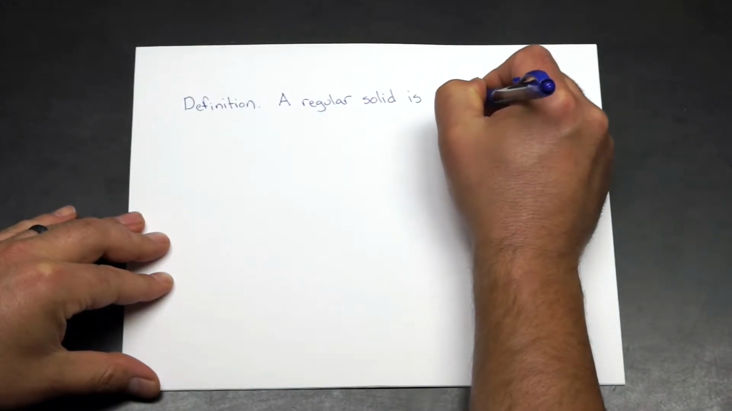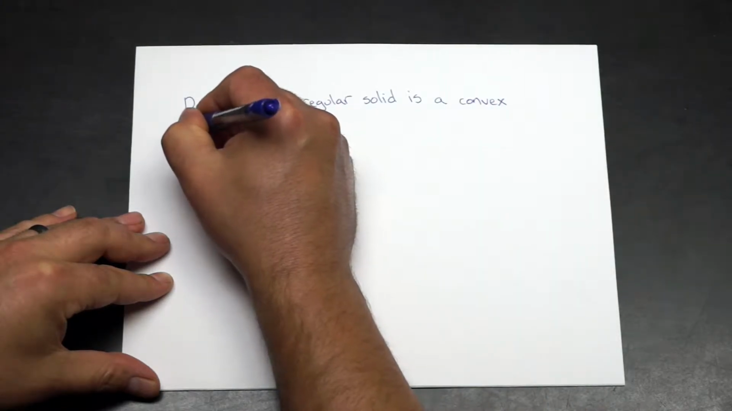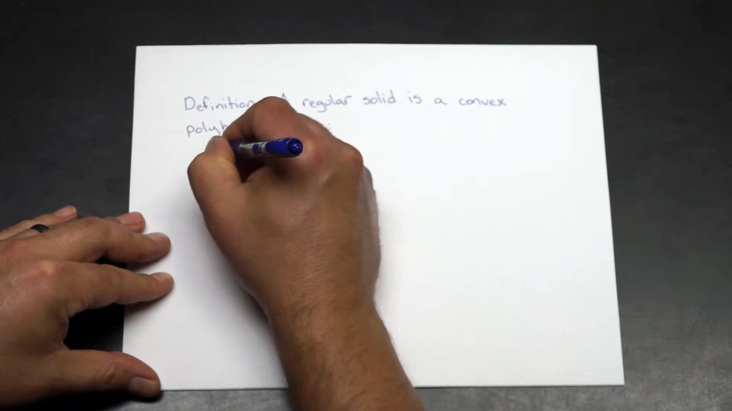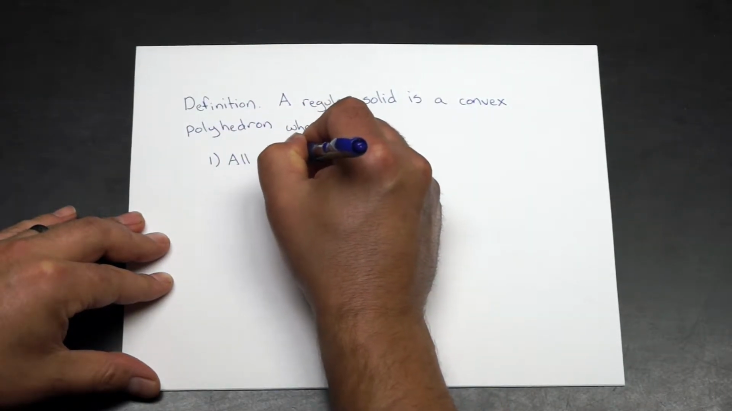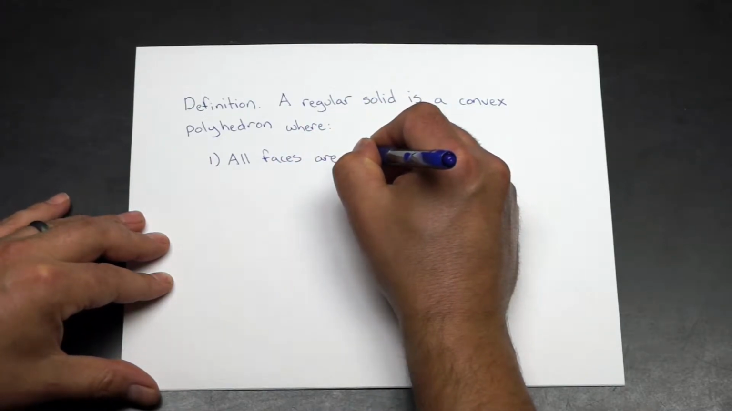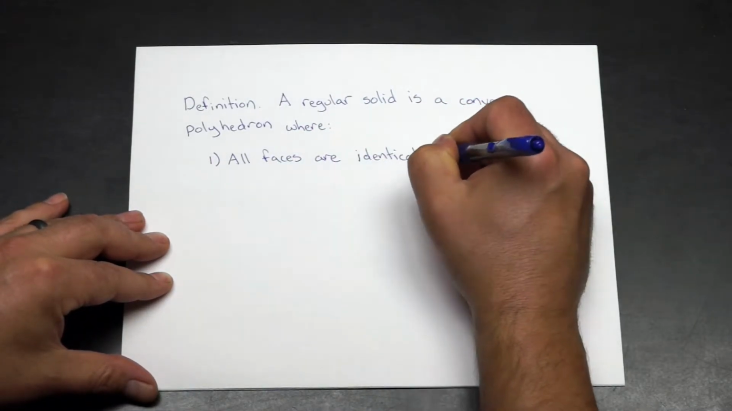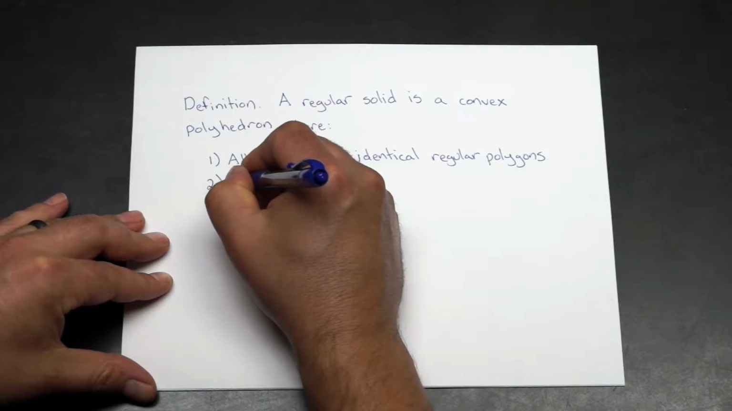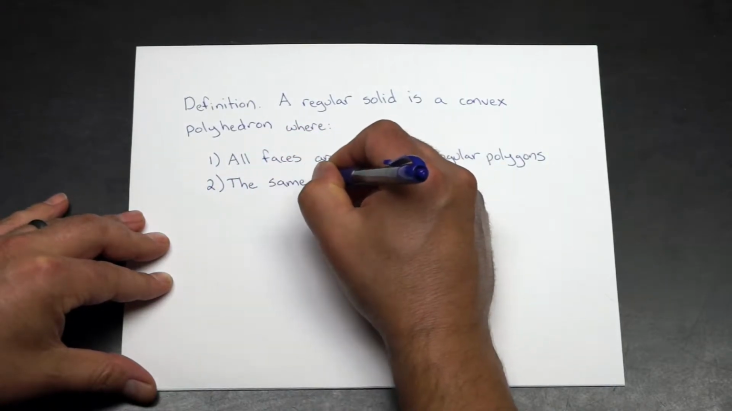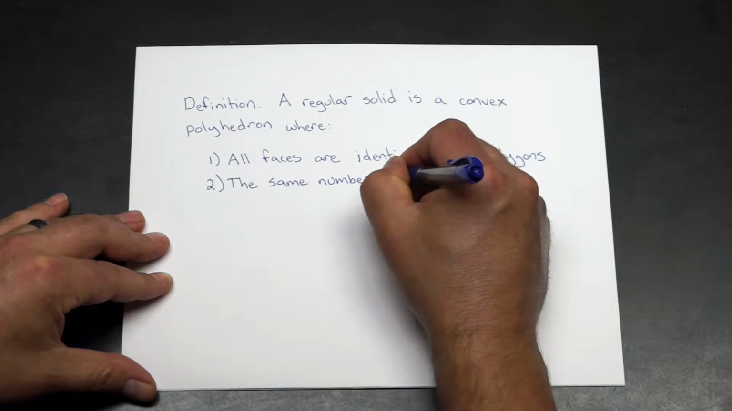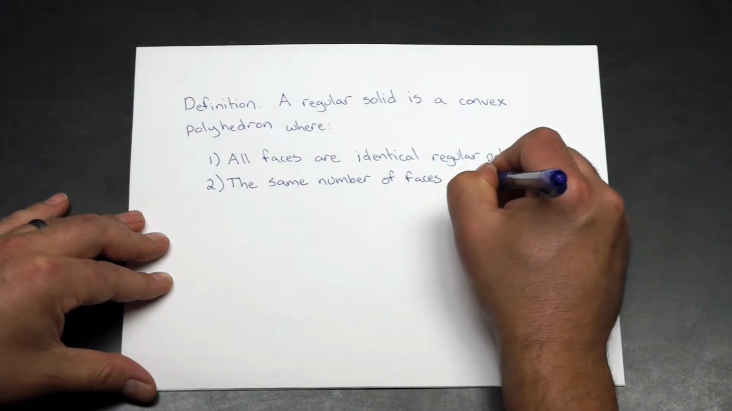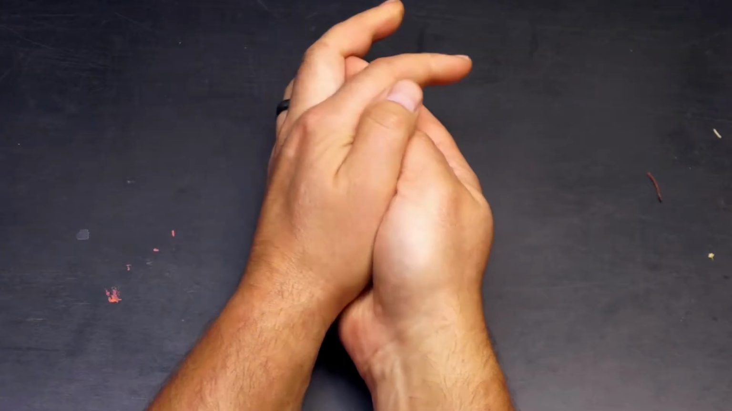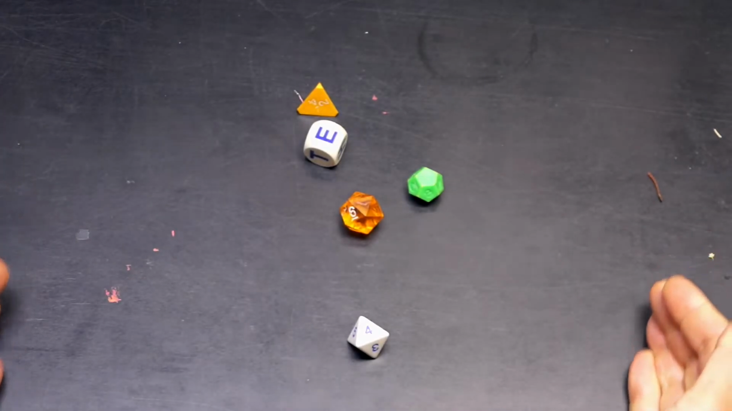A regular solid is a convex polyhedron where, number 1, all faces are identical, regular polygons, and 2, the same number of faces meet at every vertex. So here they are.